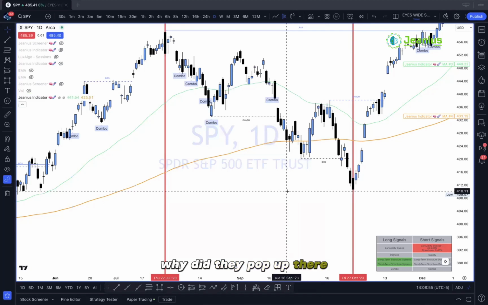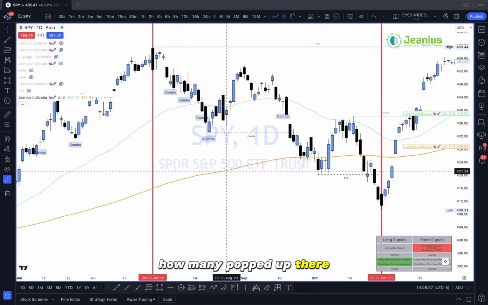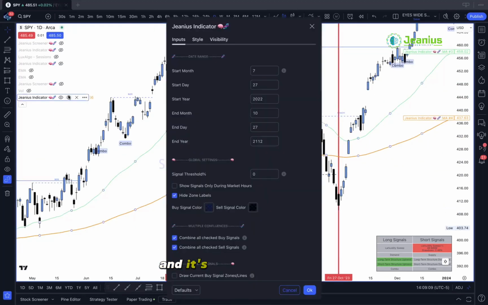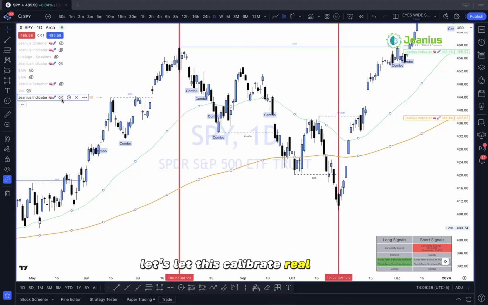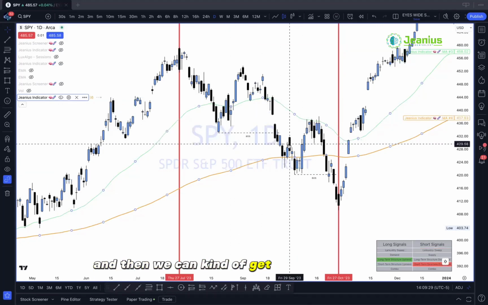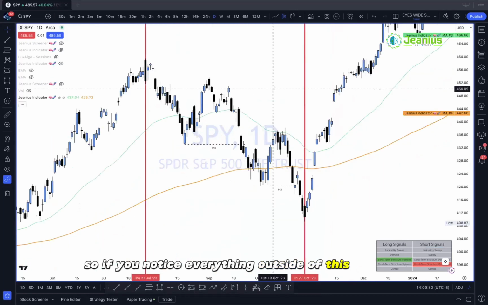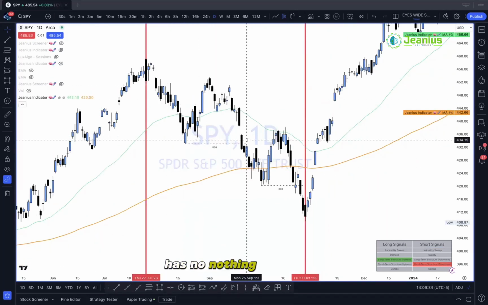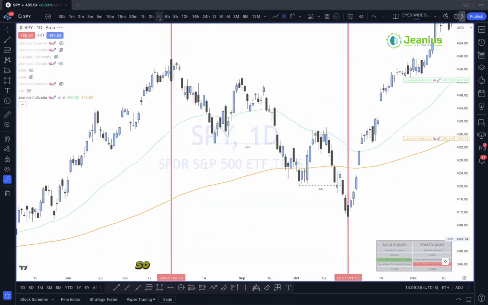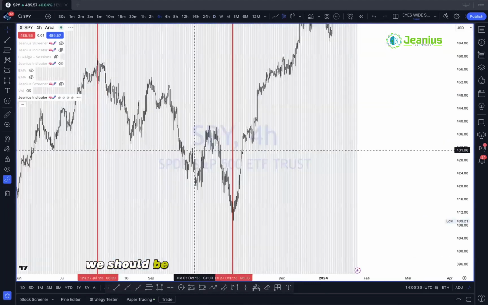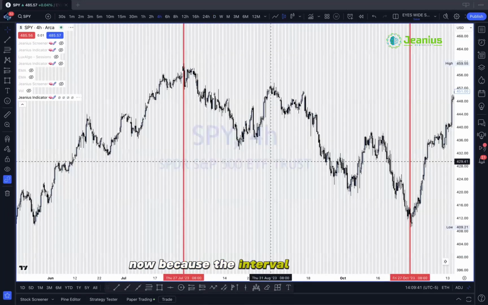Why did they pop up there? How many popped up there? The whole nine. Make sure it's the right year. 2023. Okay. All right, let's let this calibrate real quick, and then we can get into our interval. So if you notice, everything outside of this interval has nothing in it at all. So let's break down to a 4-hour. We should be able to get away with this 4-hour now because the interval is so small.